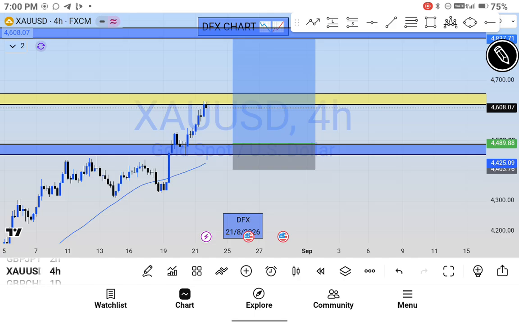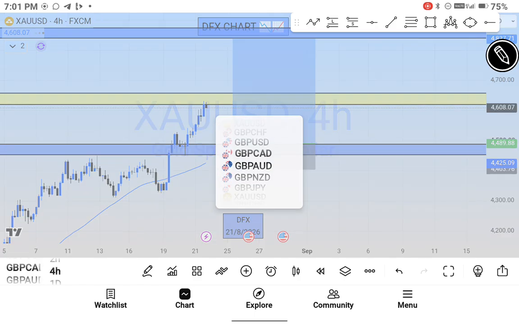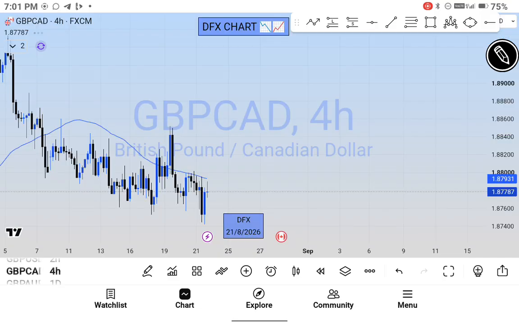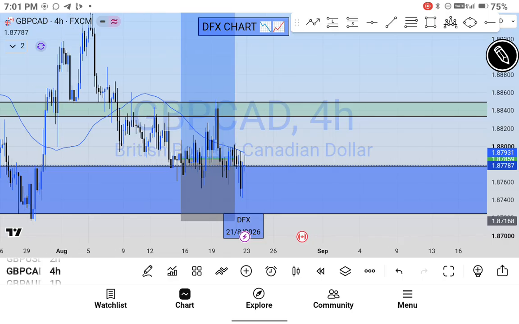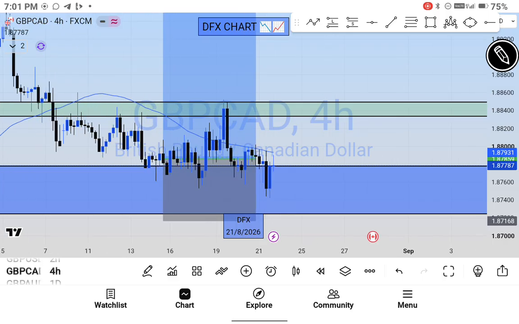So I think that's all we have for the week, and I hope the trade that is open is going to be heading to TP when the market opens. So let's just see how. Well, it's still looking good, so let's just see how it's going to be.